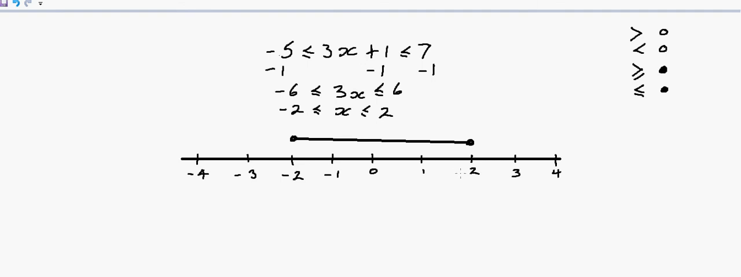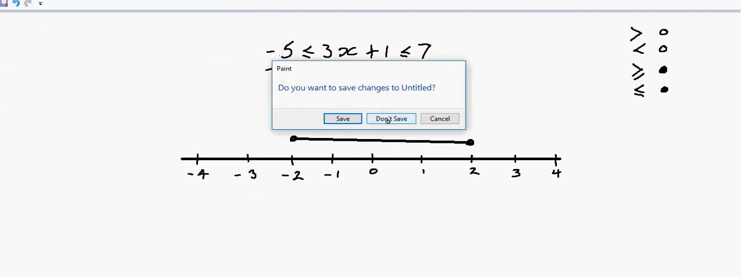Okay, so if I get rid of this, don't save, so let's say we've got 2x minus 1, and they say give values for x. Okay, so this will be 3, and this will be minus 5. Okay, so we've got 2x minus 1 in the middle.